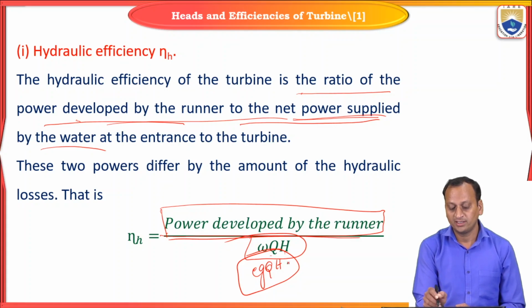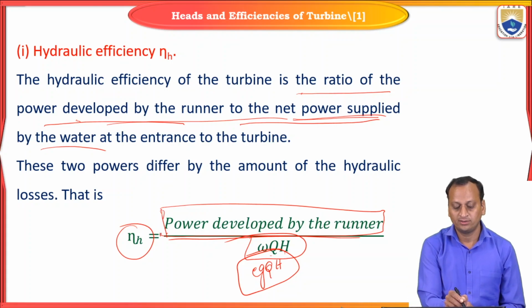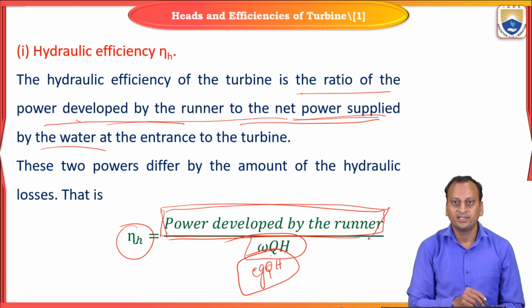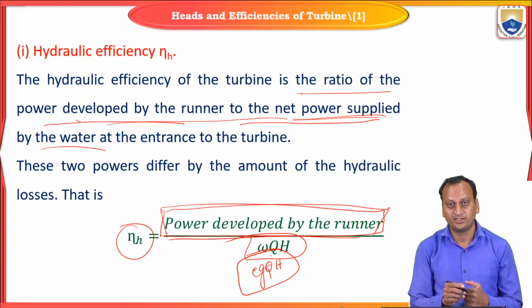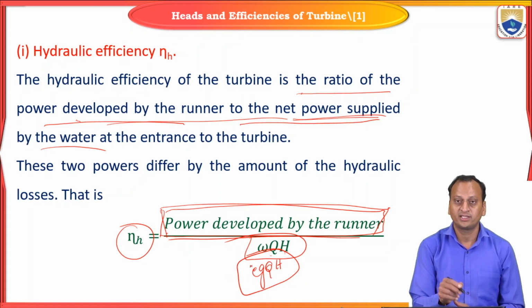The power developed by the runner to the inlet power. Inlet power is water and water only. Therefore, hydraulic efficiency means, what is the hydraulic energy given by the water to the runner to rotate? We can find this out by calculating for different turbines. With different turbines, we have to find out the work done by the turbine, which varies from turbine to turbine. But inlet power is rho g QH, the power given by the water. Therefore, this is hydraulic efficiency.